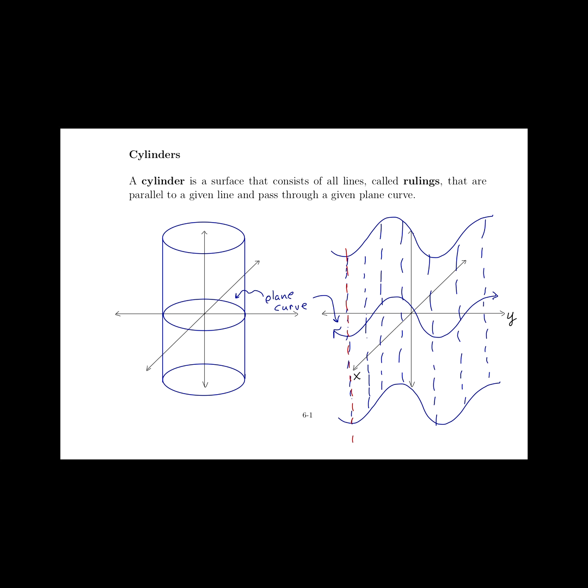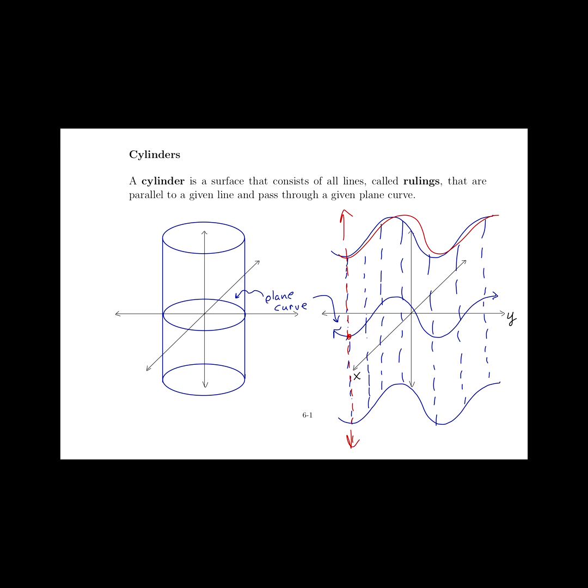Right? They're forming a line that passes through this curve here, and it forms this sort of curtain shape along the rest of the three-dimensional space. And of course it continues indefinitely upward and indefinitely downward along all of these ruling lines.